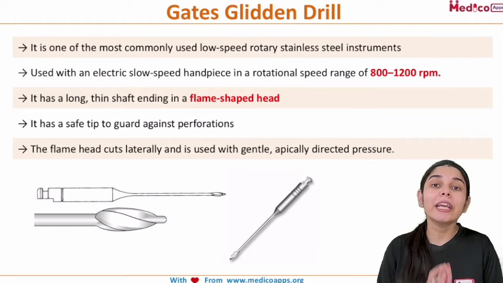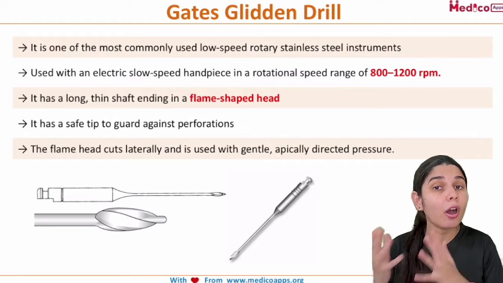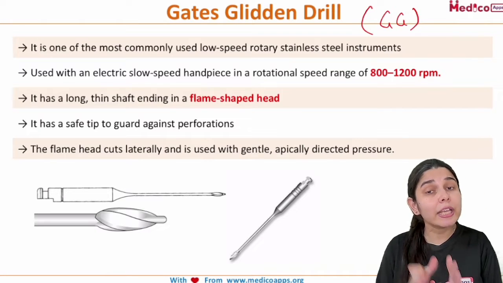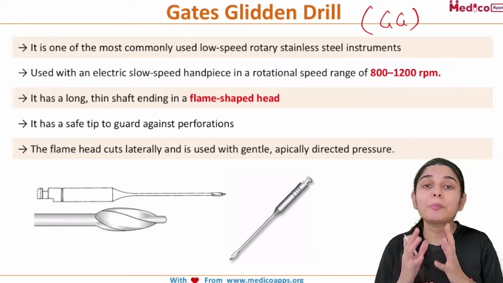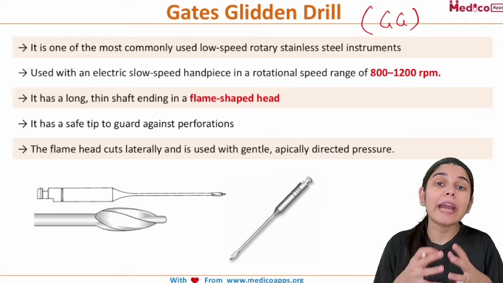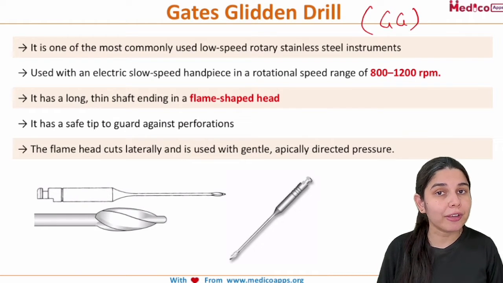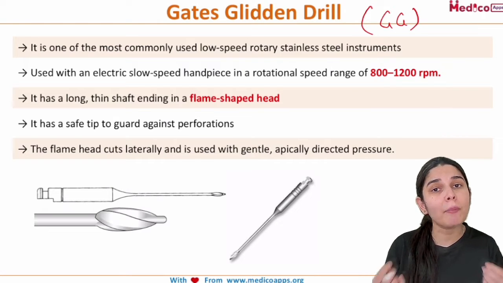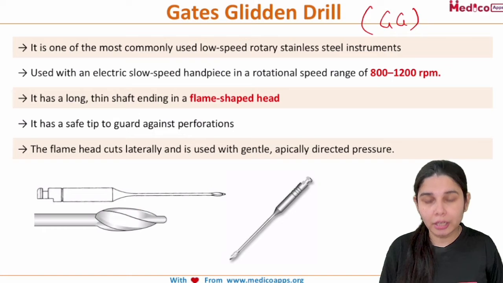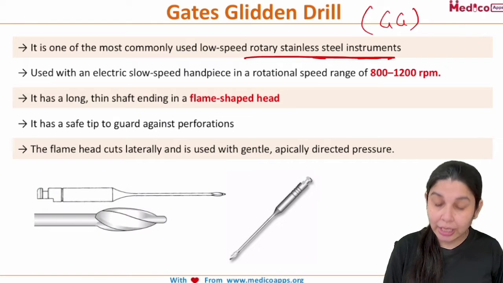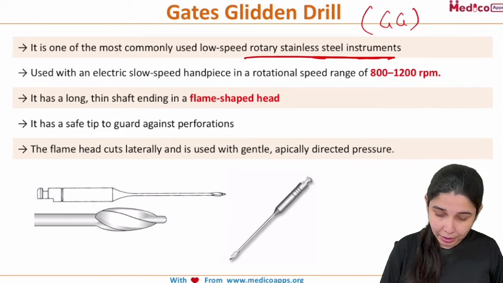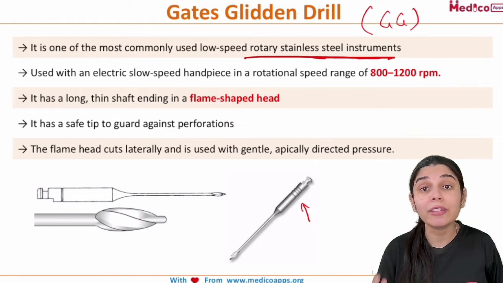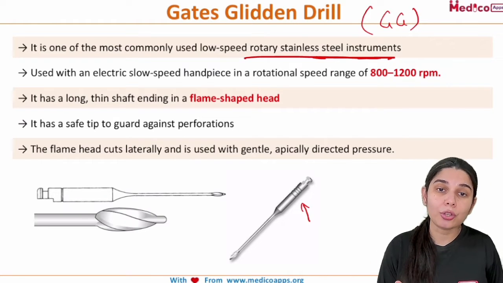Firstly, Gates Glidden drill, or we also call it the GG drill. This GG drill is basically used to widen and taper the root canal orifices. It is one of the most commonly used low speed rotatory stainless steel instruments. And how does this appear? This is the Gates Glidden drill, or the GG drill, we are discussing in the MCQ.